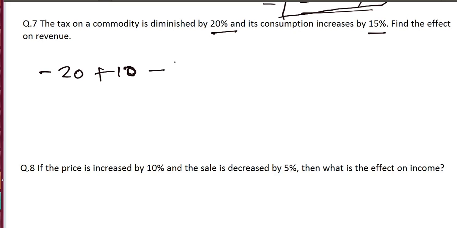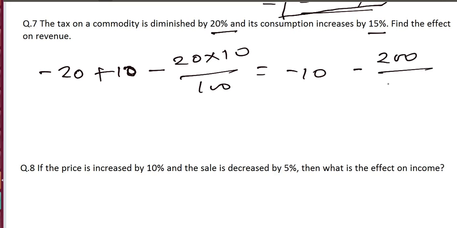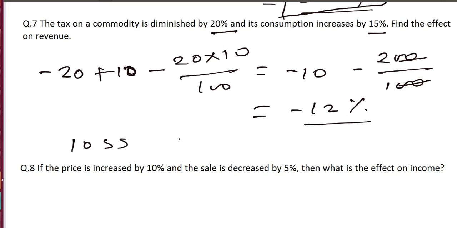So minus 20 into 10 divided by 100, which is equal to minus 10 minus 200 by 100. So that is nothing but minus 12. So minus 12% means there is a loss in the revenue by 12%.